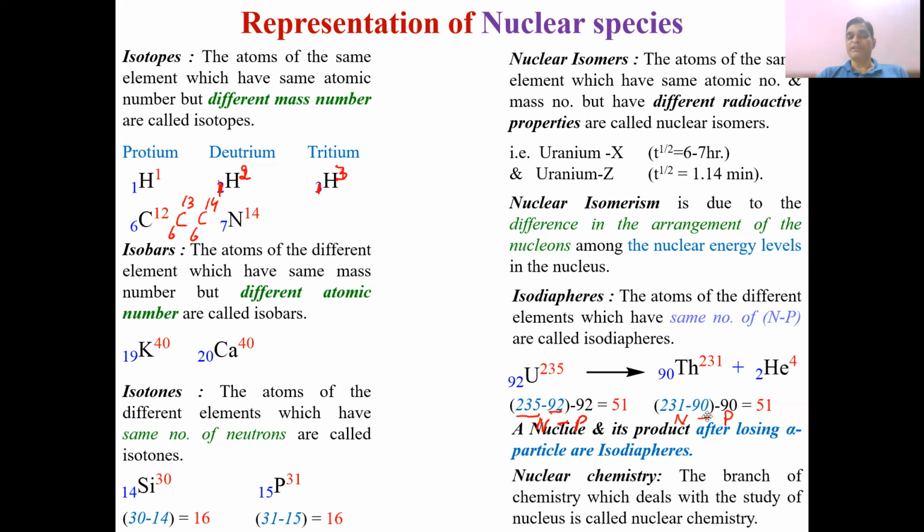Now, how can you define the term nuclear chemistry? Because for so much time we have been discussing the subatomic particles which are present in the atom, in the nuclei. So the definition of nuclear chemistry: the branch of chemistry which deals with the study of the nuclei is called nuclear chemistry. In a separate section, we will discuss in detail the different aspects of nuclear chemistry also.